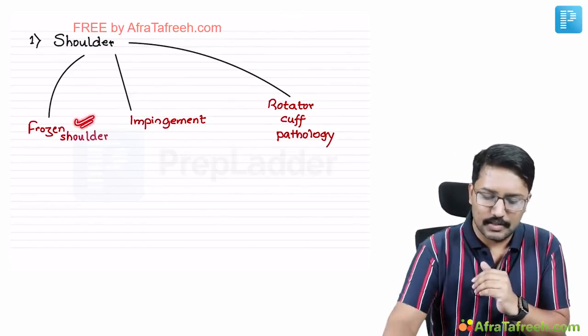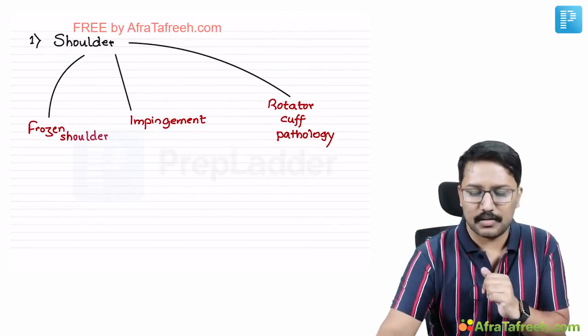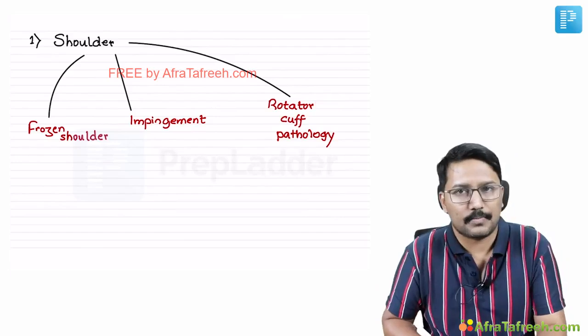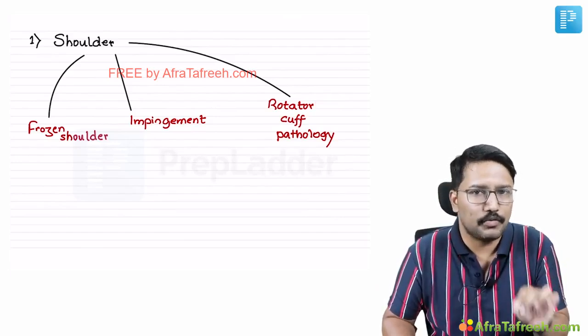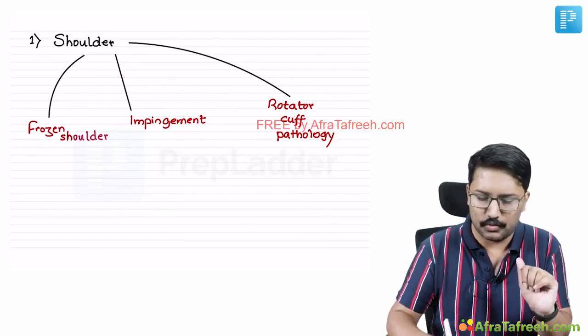One is frozen shoulder, the second one is impingement syndrome, and the third one is rotator cuff tear, right? Now, before we discuss these conditions, we have to understand a little bit about the anatomy of the shoulder joint. Only 2 or 3 important points I want you to note.